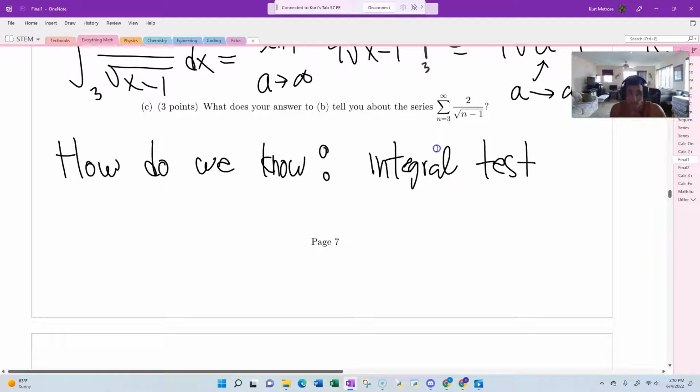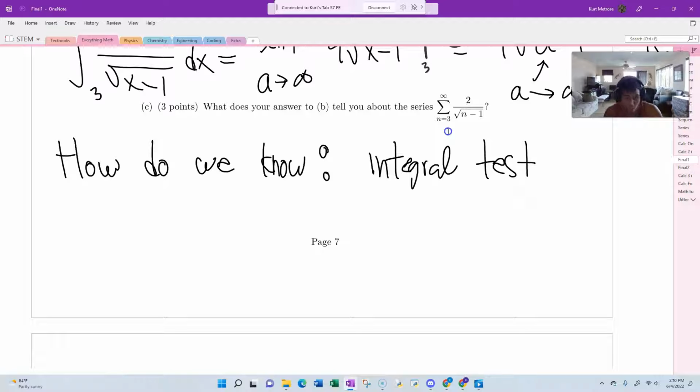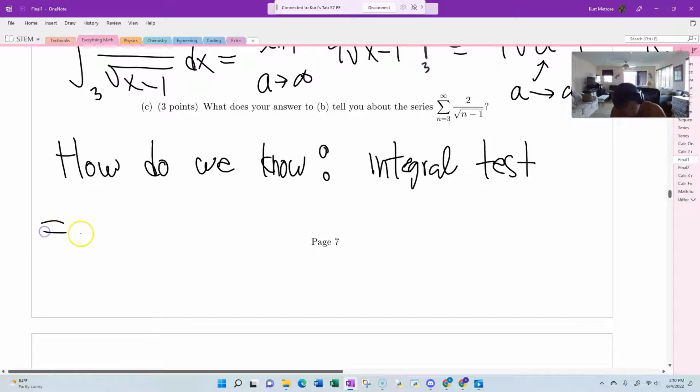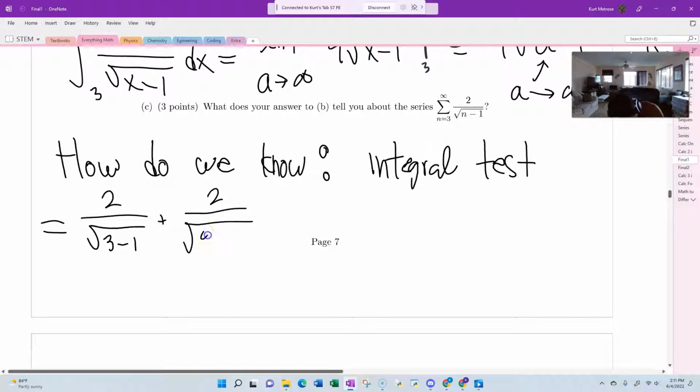There's another way to show it, besides saying, hey, here's the integral test, this works. We could literally just do a few of these and we'll see what happens. Remember, a series is you do this function over and over again. You start with n equals 3, and then you go on and on until n equals infinity. So it would be 2, and then it would be 2 minus 1, and then plus 2, 4 minus 1, and then plus dot dot dot.